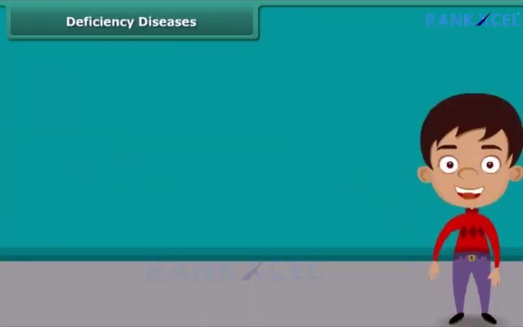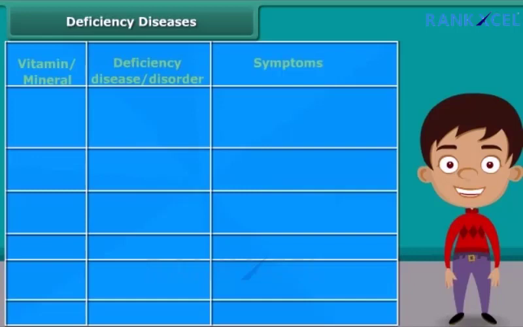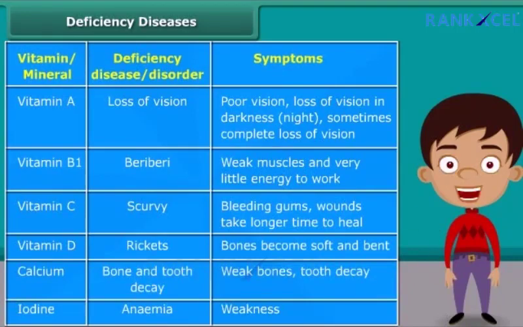Friends, after knowing about the balanced diet, we should also know what the problems will be if we don't take a proper diet. I hope that you might have heard about deficiency diseases. These are the diseases that occur due to lack of nutrients over a long period, and hence are called deficiency diseases. Here is a list of some of the deficiency diseases and their symptoms.